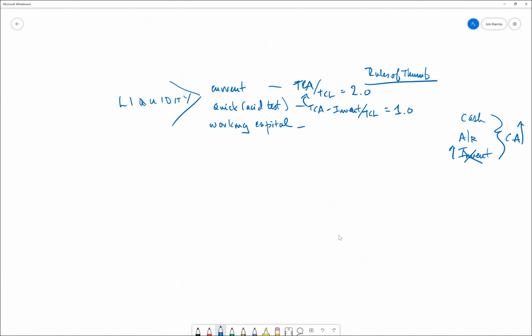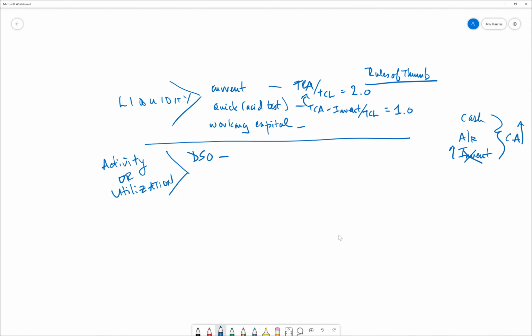But the problem you have with that ratio is going to seep down into the next group of ratios, which are known as your activity or utilization ratios. The first one there is called your DSO, that's days sales outstanding, and it is accounts receivable divided by annual sales divided by 365 days.